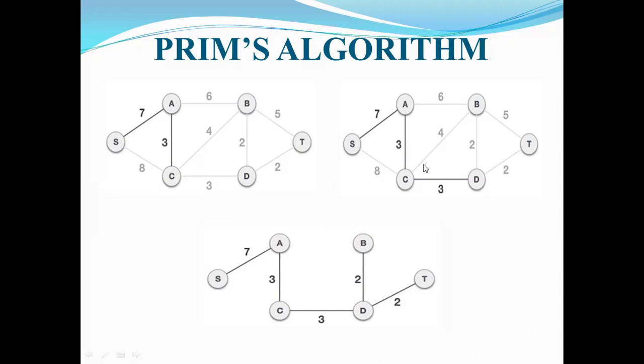Then what is the cost of the spanning tree now? Simply add all the edge costs. Then 7 plus 3 plus 3 plus 2 plus 2. 10, 13, 15, 17. So 17 is the spanning tree cost. Now see, the cursor is pointing. This is the spanning tree. The spanning tree cost is 17 units. How many edges are included? 5 edges. How many vertices are there? 6 vertices.